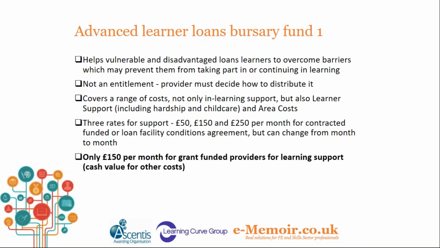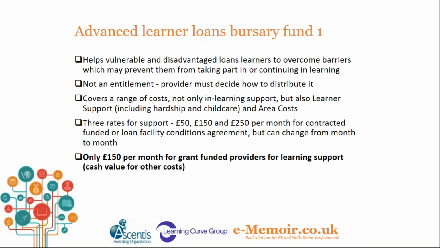So this is not an entitlement, because once you've made a provision for a loans bursary, you decide how to distribute it to your individual learners. Now, it can cover a range of costs, not only in learning support, if they've got, for example, literacy, numeracy, dyslexia, whatever individual need, but also in terms of learner support. So it covers things like hardship, childcare, cost of books, etc. But also, it takes account of the differences between loan-funded learners in one part of the country and another through the area cost uplifts, and bear that in mind.